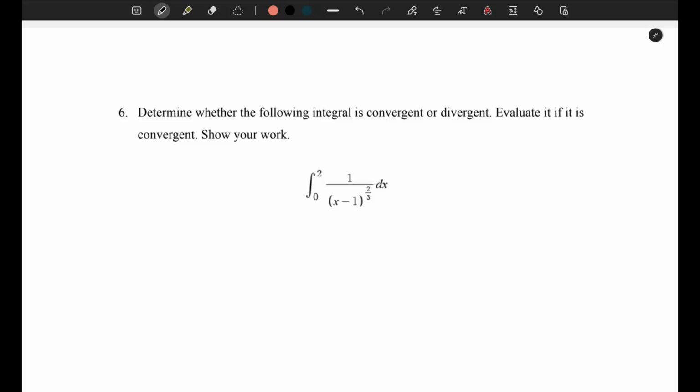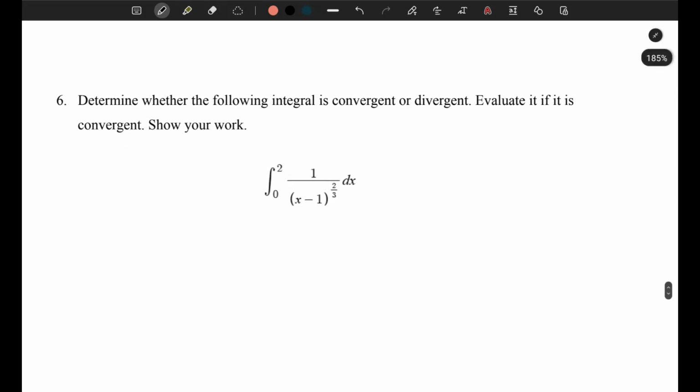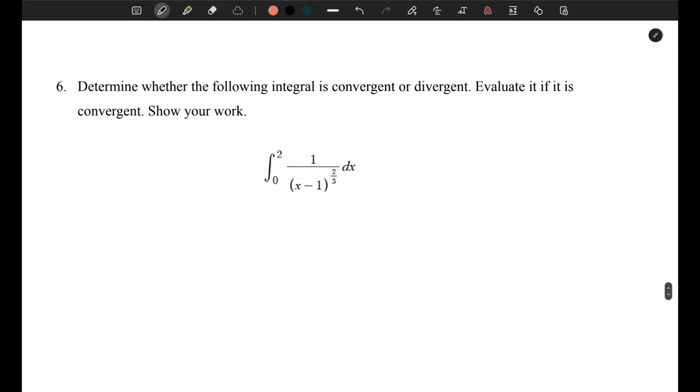Show your work. So at first glance, you may think this integrand looks pretty average, so let's just go ahead and evaluate it. However, you're going to notice that we're integrating from 0 to 2. So let's draw a number line. We are integrating, let's say this is 0, this is 2. Now, as we integrate, we are going to be calculating this whole area.